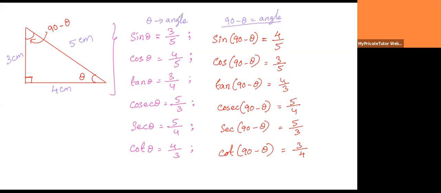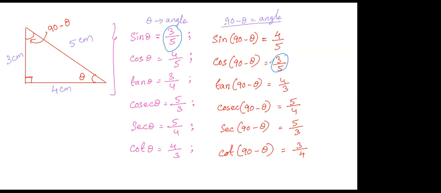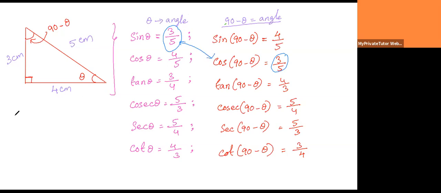So just match these things. See, 3/5 we have here. Let's take a different color. Just compare theta and 90 minus theta now. We have a 3/5 here, can you see that? So these two are the same, which means, I'm writing here, cos 90 minus theta is nothing but the same as sine theta, guys.